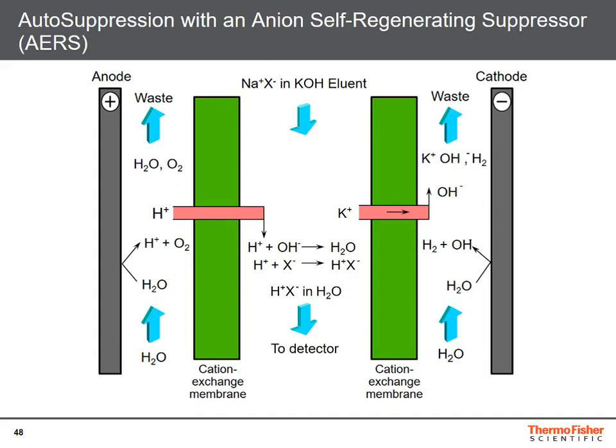If I'm now applying an electric field between the two electrodes, we see the formation of hydronium ions at the anode, and those hydronium ions, under the influence of the electric field, are migrating through the cation exchange membrane into the eluent chamber. Likewise, all the cations in my mobile phase or the cations of my analyte species are also migrating through the cation exchange membrane towards the cathode. In this way, I get the conversion of potassium hydroxide eluents into water and the conversion of the analyte species into the corresponding acid.